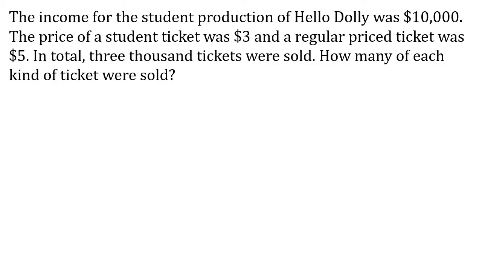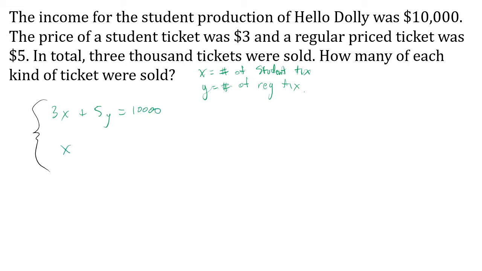Here's another one. I'm just going to try to do this one quickly. We're going to say x equals the number of student tickets sold, and y is equal to the number of regular tickets sold. If I wrote a system here, it would be $3 times the number of student tickets plus $5 times the number of regular tickets is equal to $10,000, and that combined there were a total of 3,000 tickets sold.